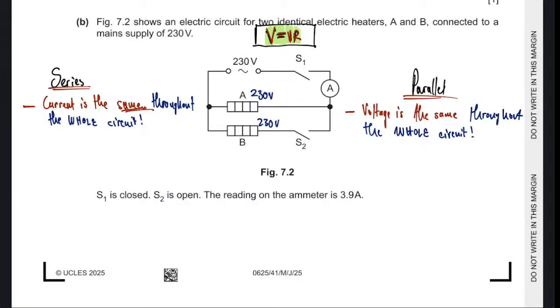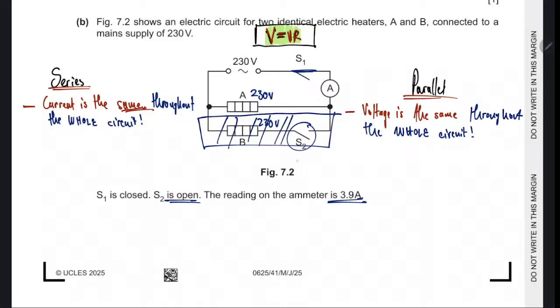So now we have voltage. Now S1 is closed, and S2 is open. The reading on the ammeter is 3.9. If S2 is open, it means here there is nothing. This switch is open, so current will never come because it can't pass. So there is nothing. That means our circuit is this one with S1 closed. This is our circuit.